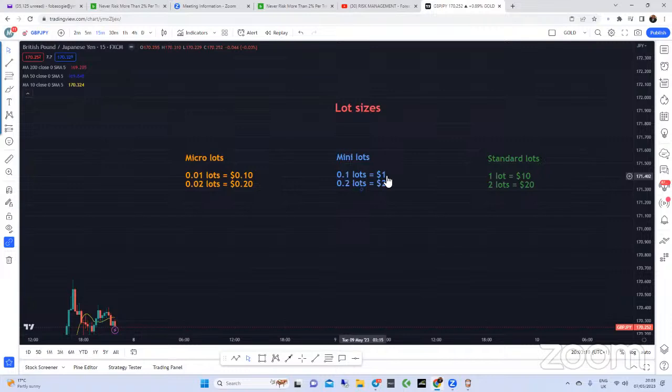0.1 lots equals $1. And 1 lot size equals $10.